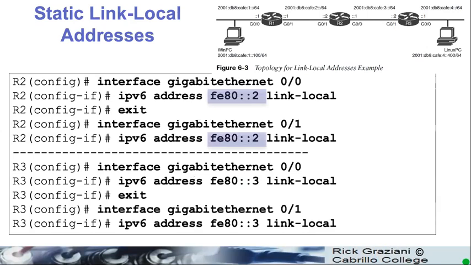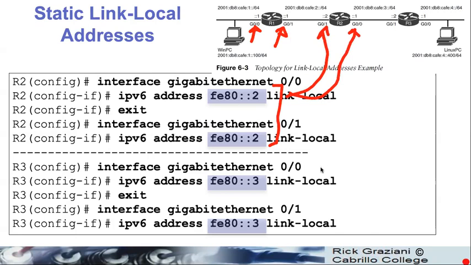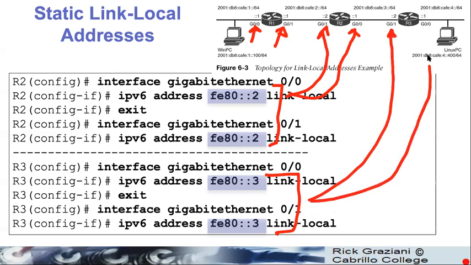So on router R2, for example, oh, actually, I'm not making them unique yet. Sorry about that. I'm using the same link local address on all routers. So remember, R1 had FE80::1. R2 is using FE80::2 on both interfaces. And R3 is using this address on both of its interfaces. They only have to be unique on the link.